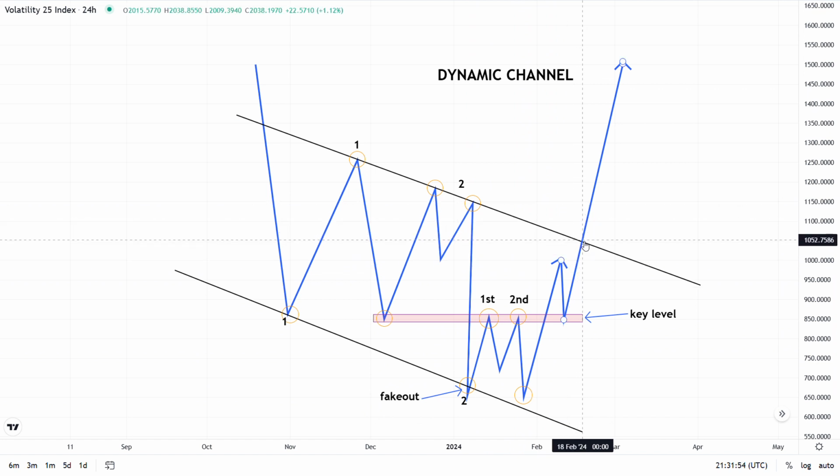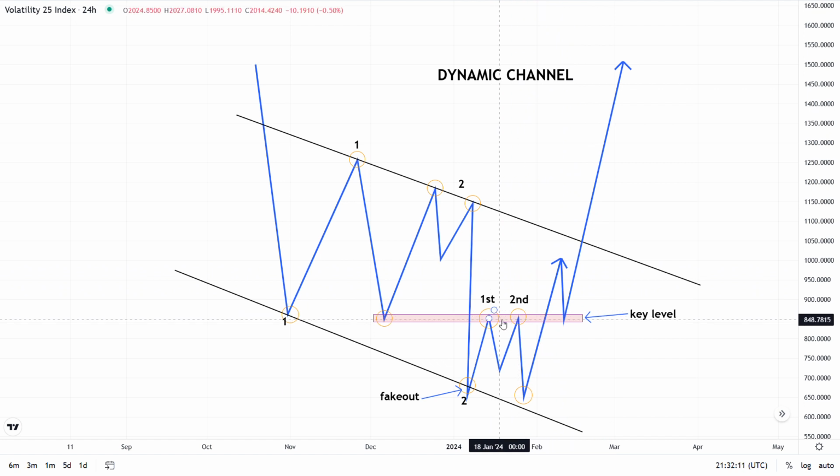In most cases, there's the breakout. You might not get that proper retest. Are you getting it? It might not get a proper retest. Sometimes the market might just choose to break out and keep going. The retest might have already happened inside the dynamic channel.